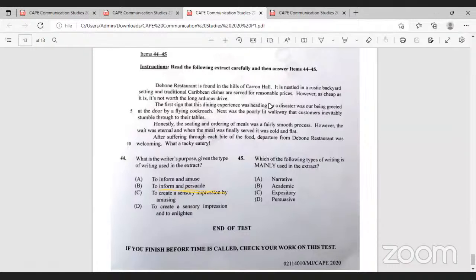First sign that this dining experience was heading for a disaster was our being put off at the door by a flying cockroach.